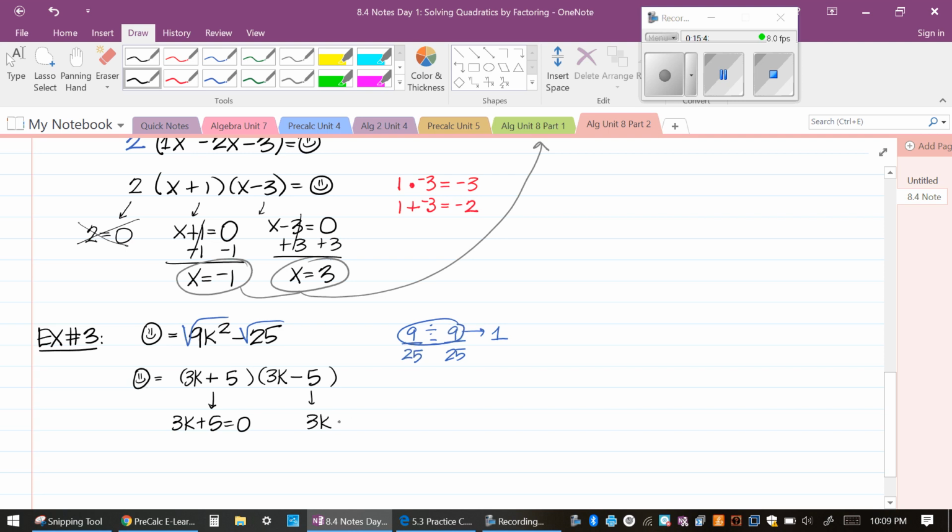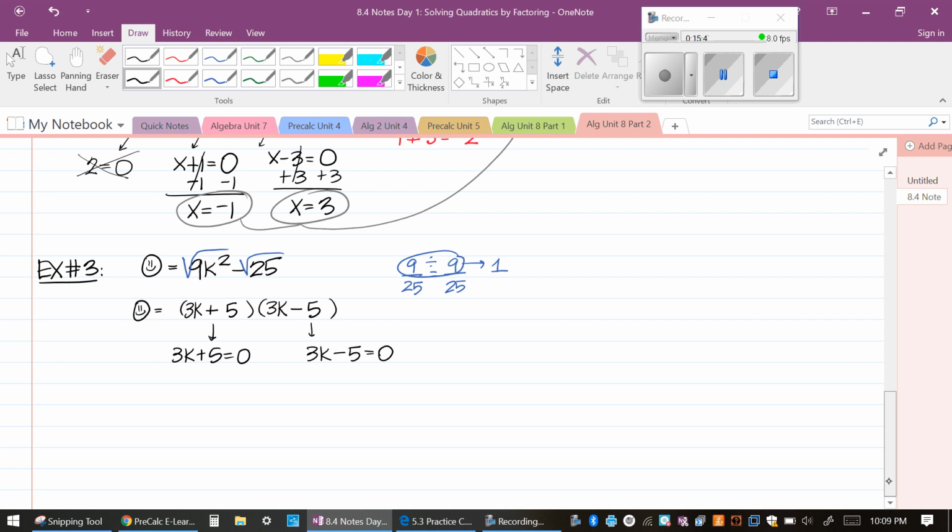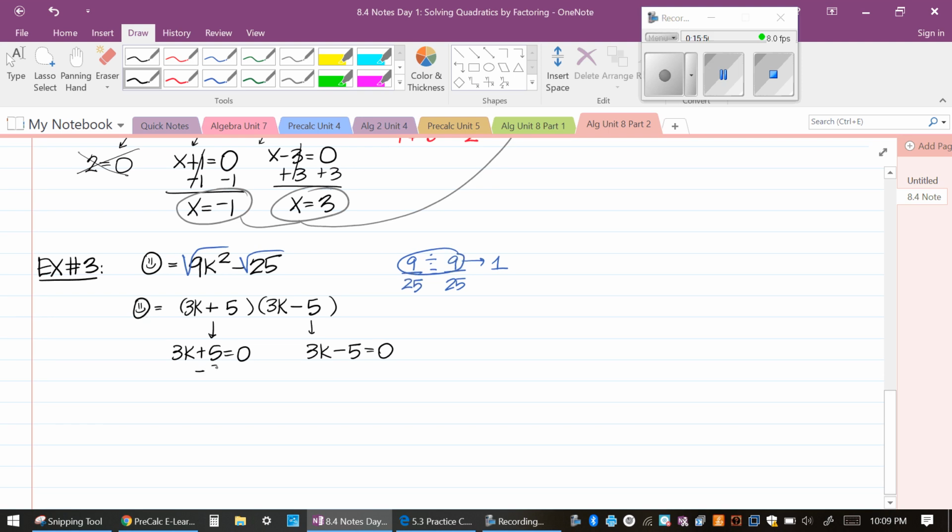So both of these have a k to the first power, so I can set both of these equal to 0. Remember, we are solving, so we're using SADMAP, cancel subtraction and addition first, then cancel multiplication or division. Can you reduce negative 5/3? Nope. So here's one solution.